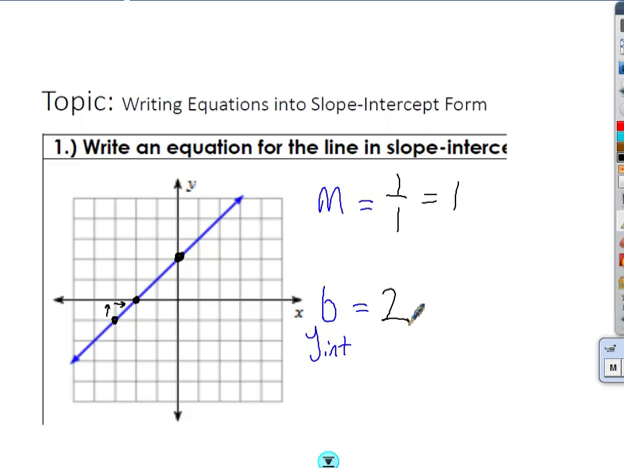After determining m and b, we are going to be able to write the equation y is equal to mx plus b. In this case, m is 1, y is equal to 1x, 1 times x is x, plus b is 2.